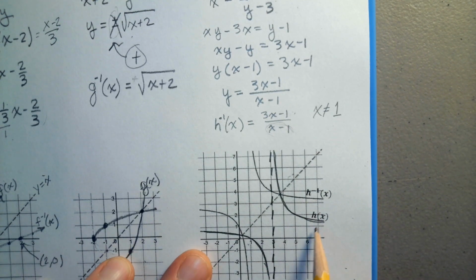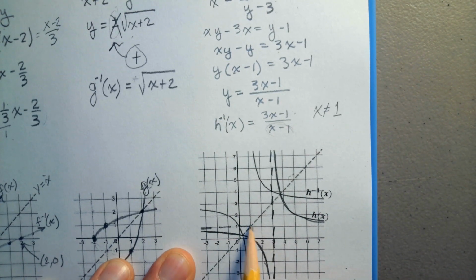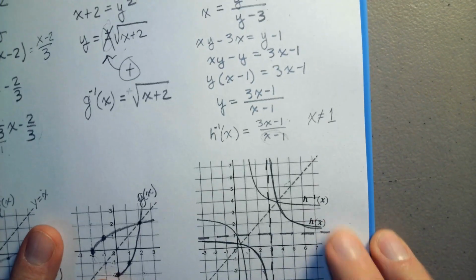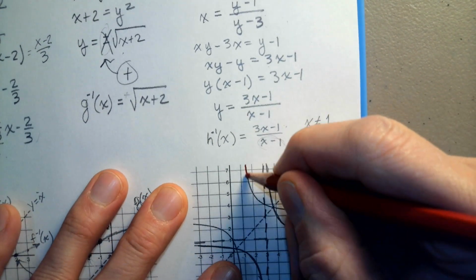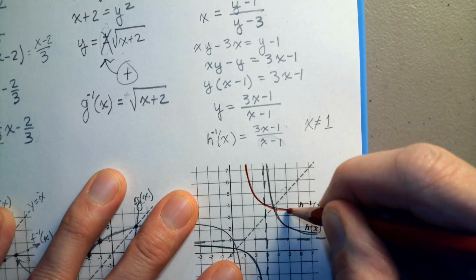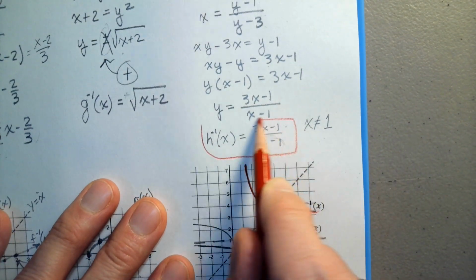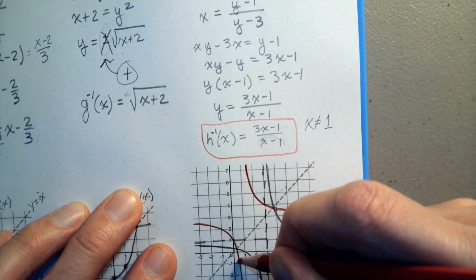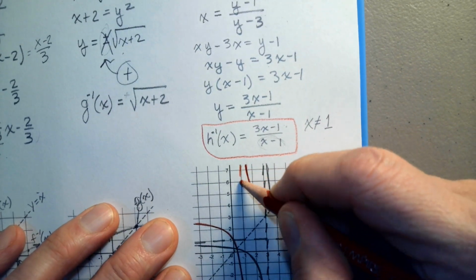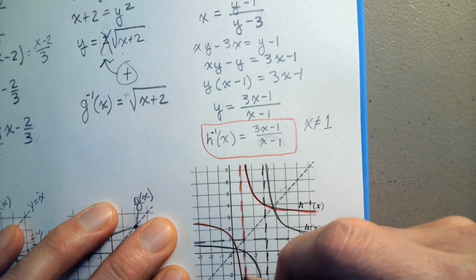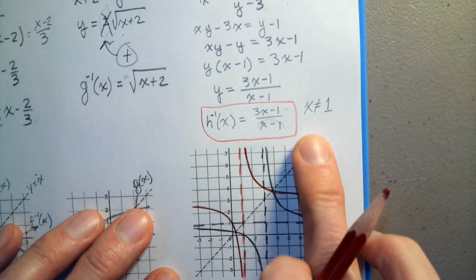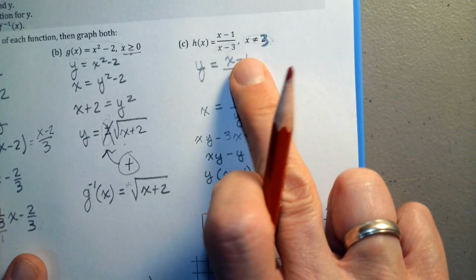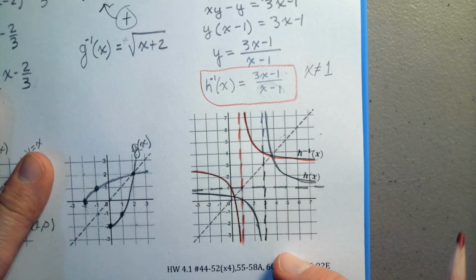So let's see, hang on. For this one too, we have an asymptote here. I'm going to change the colors now. For the inverse, let's sketch that one in red. This is the inverse, so that one is red. It has a restriction at 1. x equals 1. x cannot equal 1, right? So that's an asymptote. Just like up here, x could not equal 3. That was the vertical asymptote.